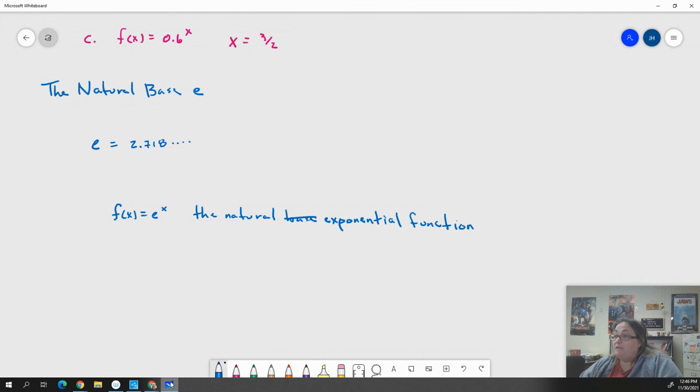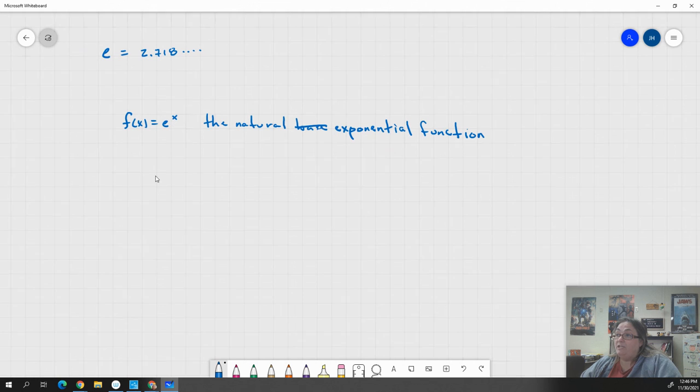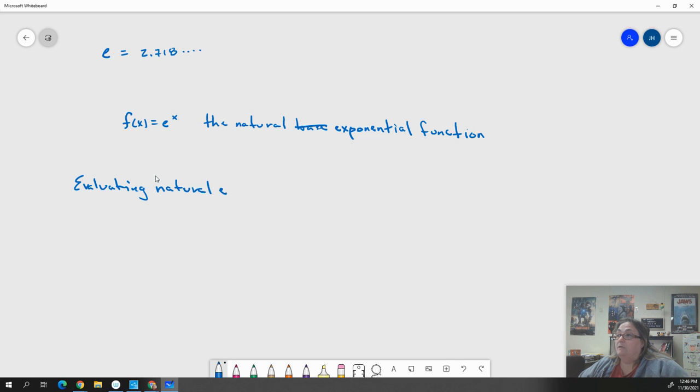When we're doing evaluation of natural exponential functions, evaluating, it works just like doing the regular exponential functions, only what you're always raising up is e to a power.